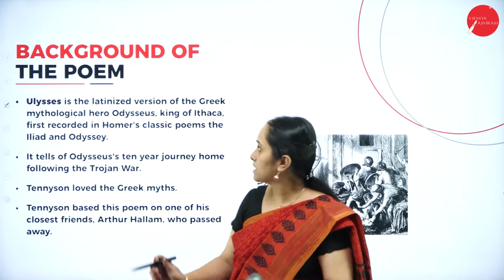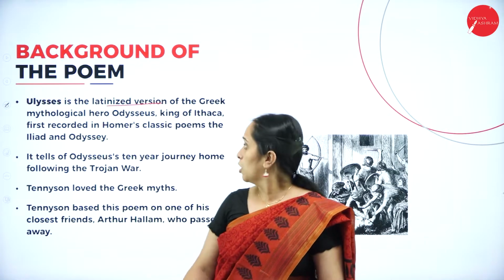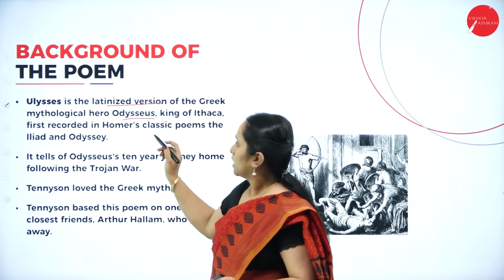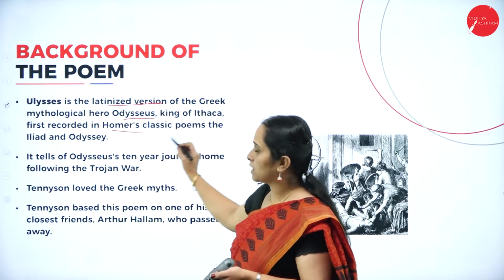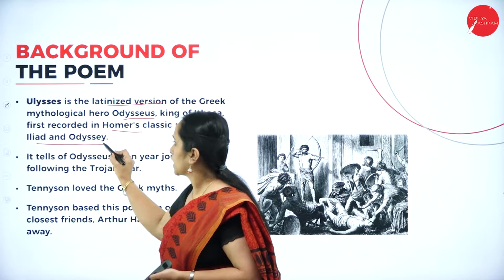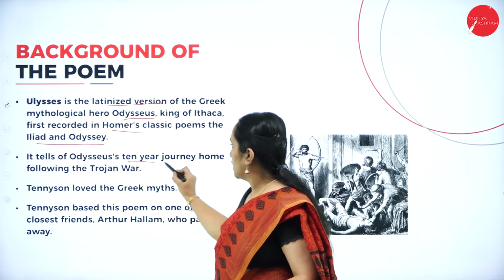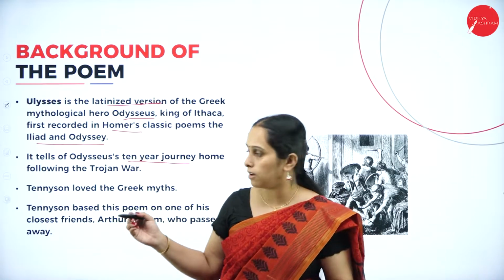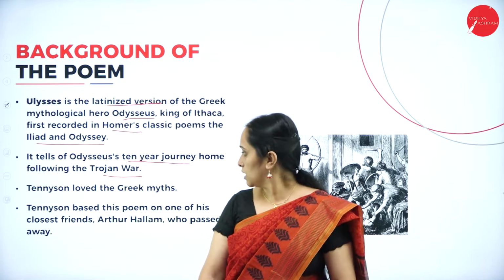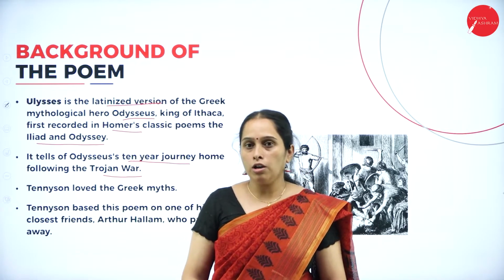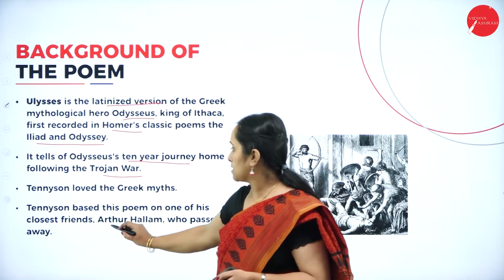Ulysses is the Latinized version of the Greek mythological hero Odysseus, king of Ithaca, first recorded in Homer's classic poems, the Iliad and Odyssey. It tells of Odysseus' 10-year journey home following the Trojan War. Tennyson loved the Greek myths. Tennyson based his poem on one of his closest friends, Arthur Hallam, who passed away.